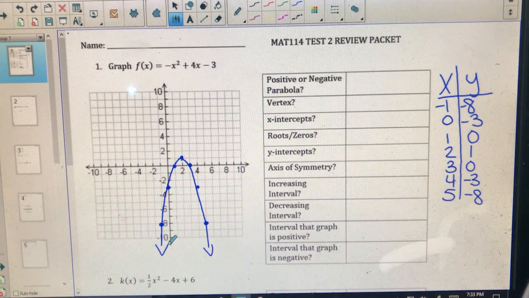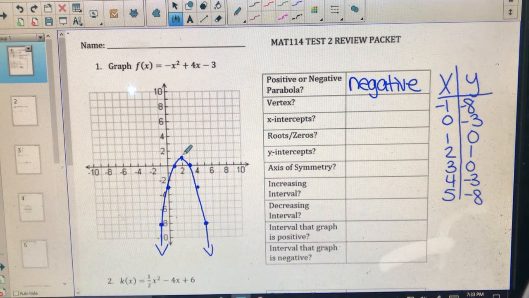Okay, once you have it graphed, you need to complete the table based on the graph. Now we already talked about how it's a frowny face. It's pointing down, so it is a negative parabola, so this is going to be negative. And you need to know all of the vocabulary for these. The vertex is the turning point.